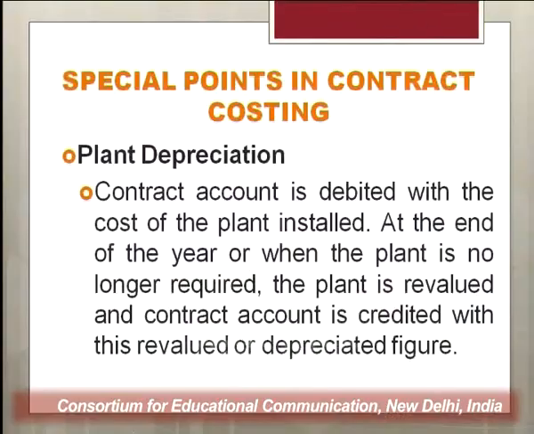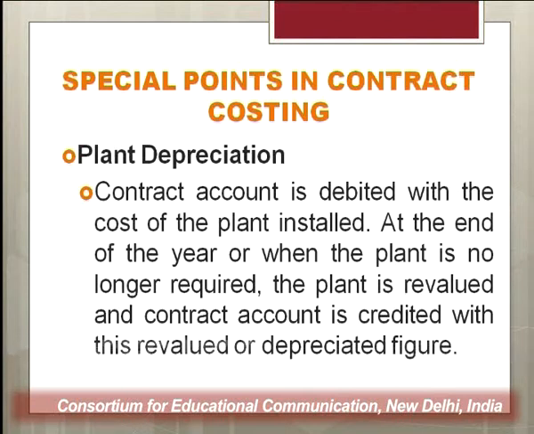Whenever a plant is being purchased specifically for a particular contract, what you show is, suppose you are purchasing a plant of 50 lakh rupees for a particular contract. The moment you purchase a plant of 50 lakh rupees, you will debit the contract account, right? The plant has been installed, the value of the plant of 50 lakh rupees will be debited to the plant account. So cost will be shown as 50 lakh rupees, as the way we treat material.